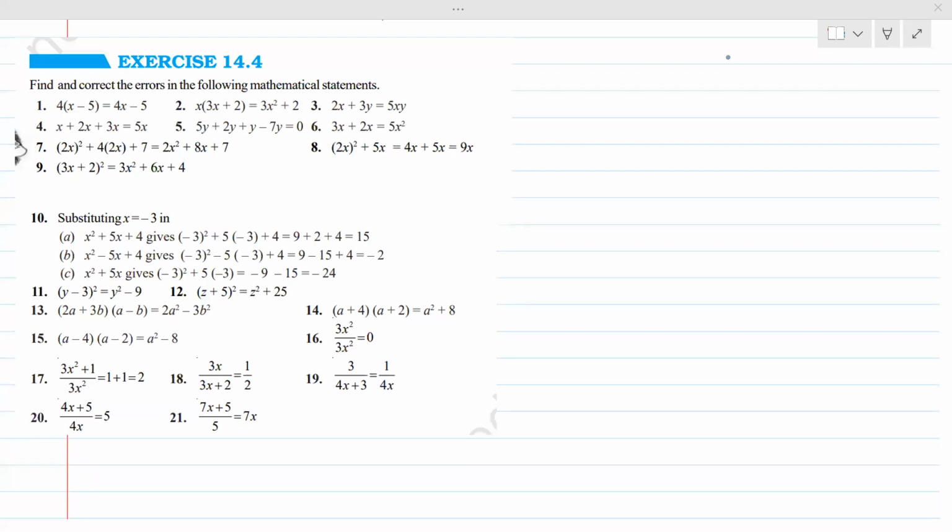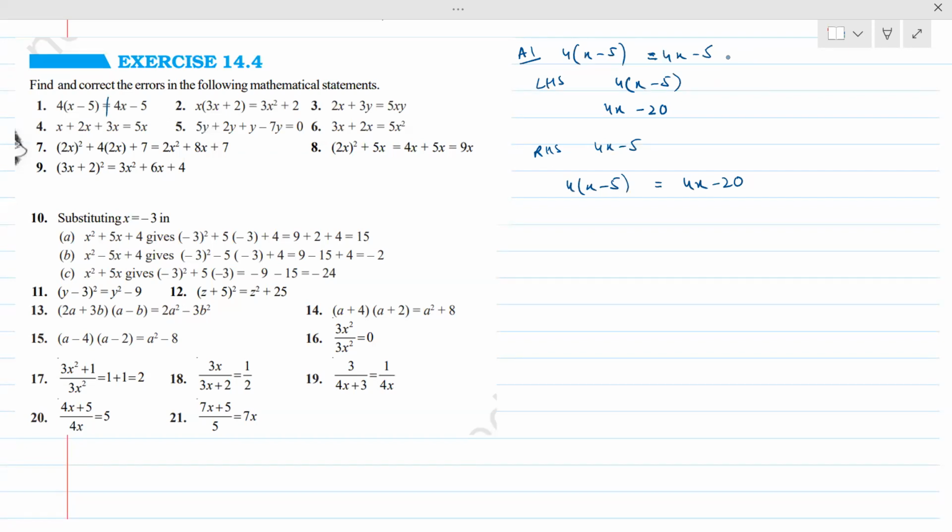Now exercise 14.4, answer 1. In this you have to find and correct the errors. So it is 4 into x minus 5 is equal to 4x minus 5, it is written. But is it correct? If I say the LHS, which is 4 into x minus 5, when we open the bracket, it will be 4x minus 20. But RHS is saying 4x minus 5. So the correct will be that 4 into x minus 5 is equal to 4x minus 20. So basically it is not equal.